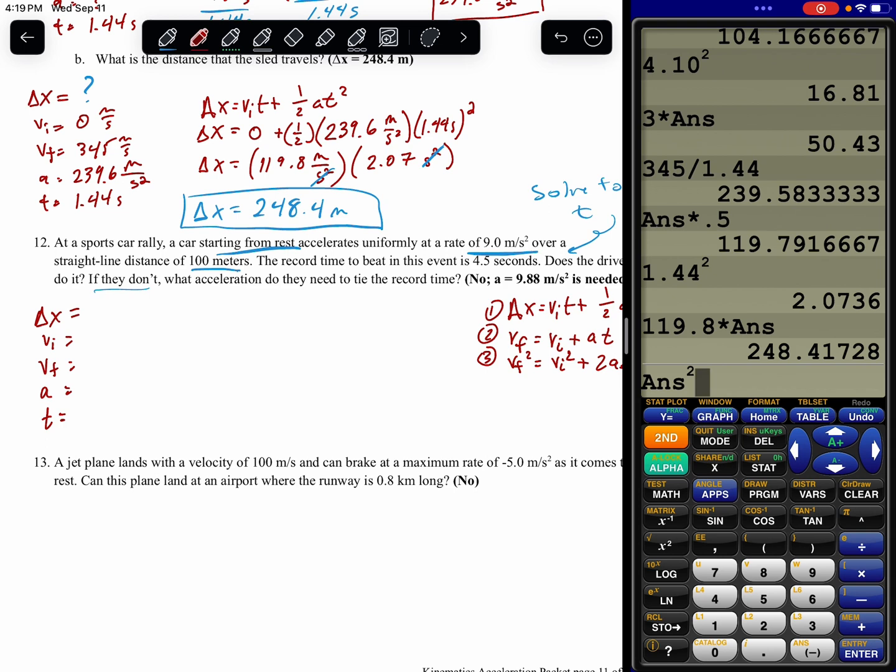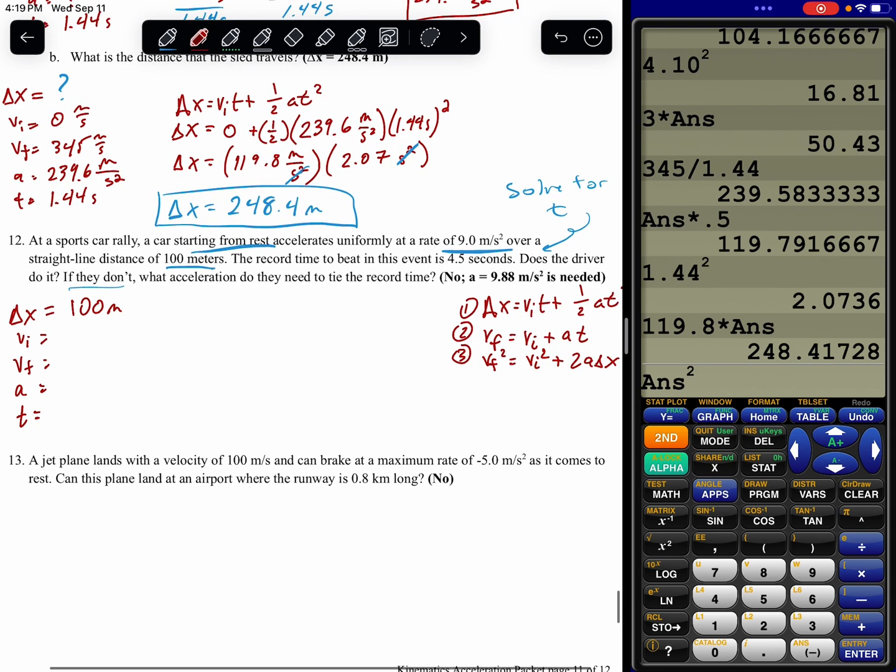The delta x is going to be 100 meters. That is how far it travels. The initial velocity is 0 because we are starting from rest. And the final velocity we don't know. The acceleration for this first part is going to be 9.0 meters per second squared.